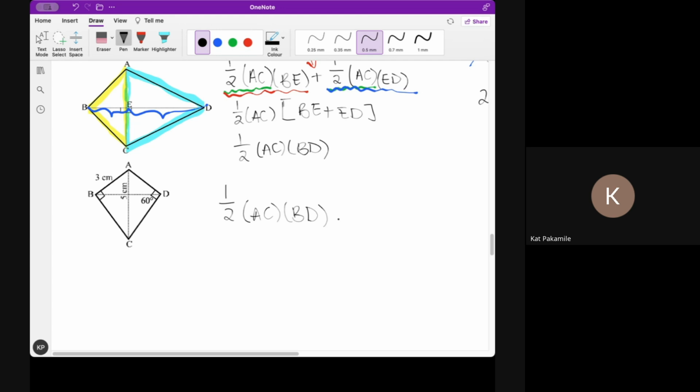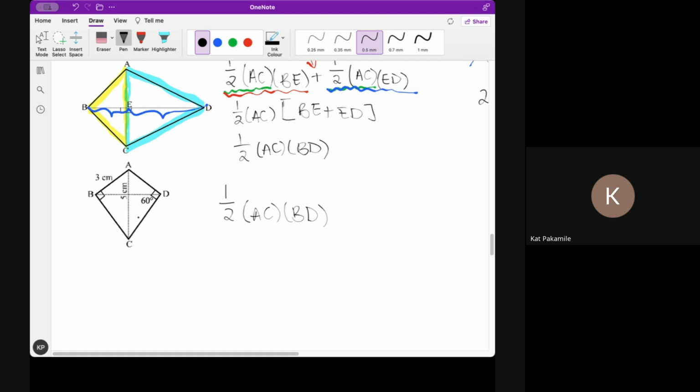Great. How long is... Now that 5 centimeters is confusing me. I don't know if it's the whole diagonal or if it is just... Oh, 90 degrees. Yes, it's the whole diagonal. The whole AC is 5 centimeters. Okay, so we know the whole AC is 5 centimeters. Right. Now, how are we going to find BD?